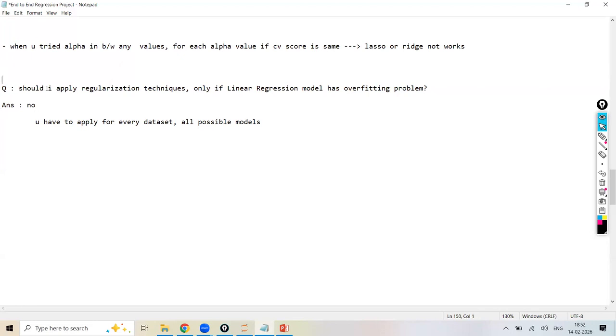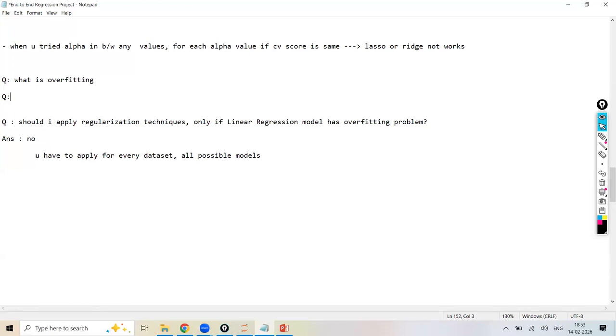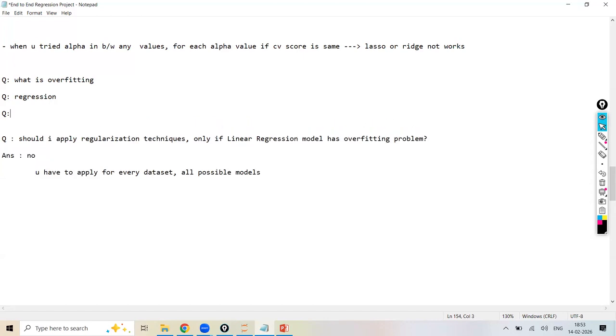In the interview, this is how they'll ask the questions. First they'll ask, what is the overfitting problem? You are going to explain overfitting. Next they'll ask, in the modeling of regression, what are you going to do? We are going to say that we apply different models. Next question they'll ask, what are the different models? You are going to say this model, that model, like this.